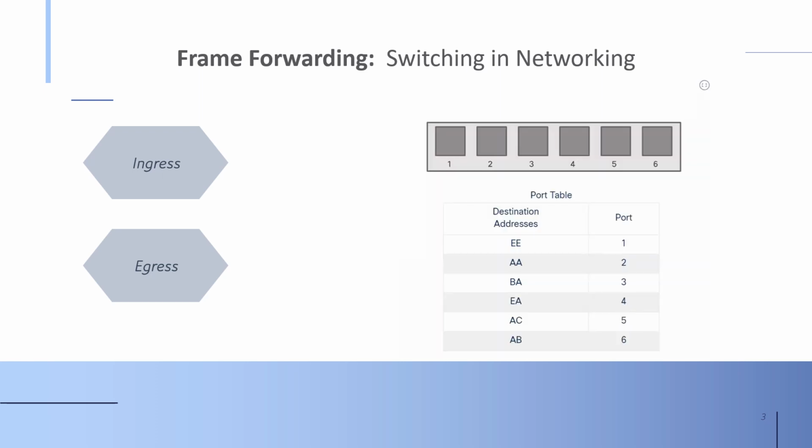There is an animation here that shows the switching process. As you can see, when a frame enters the port, the switch checks the destination address, follows the MAC address table, and finds which port is associated with that MAC address. If a frame comes in at port 3 and the destination is AB, and AB is associated with port number 6, then port number 6 will be the egress port.